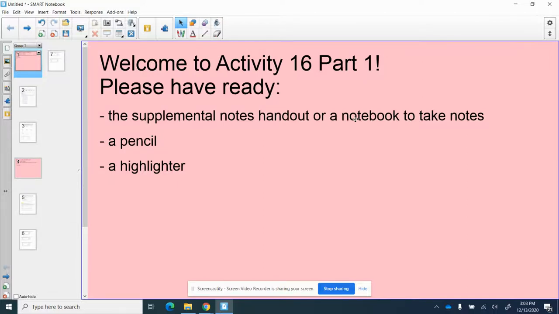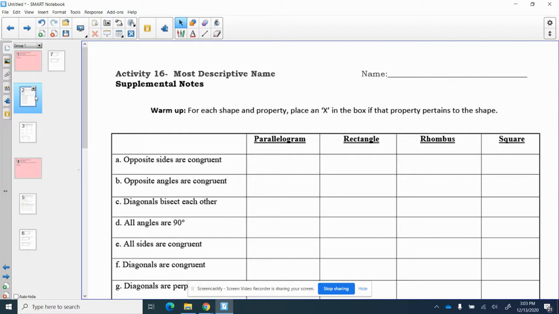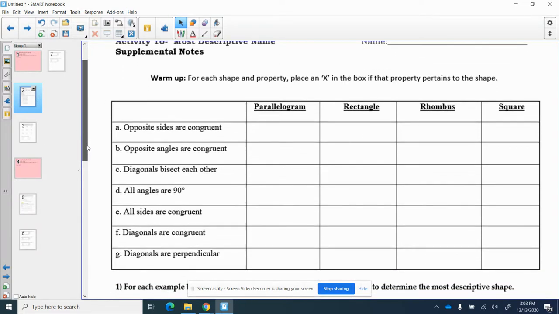In today's lesson, we are going to talk about determining what kind of figure we are going to have, specifically based on given information. And you're going to want the supplemental notes handout or a notebook to take notes in, a pencil, and possibly a highlighter. So on this handout here, we see a bunch of different properties, and then we see some of the figures we've talked about, particularly the parallelogram family. And we want to put an X in the box that relates to each of these shapes, okay?